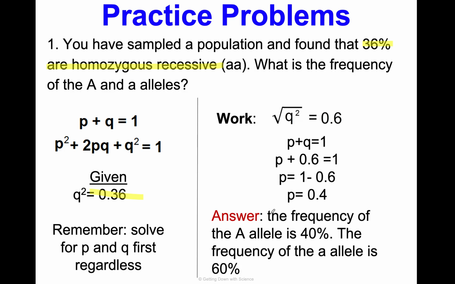So the frequency of the dominant allele, because remember this one, they're only asking for dominant and recessive. They don't care about the heterozygote. Allele A is 40%, P is dominant, and the frequency of the recessive is 60%. Remember to put your units. It's not 0.4 anymore. You're going to report it as a percentage.